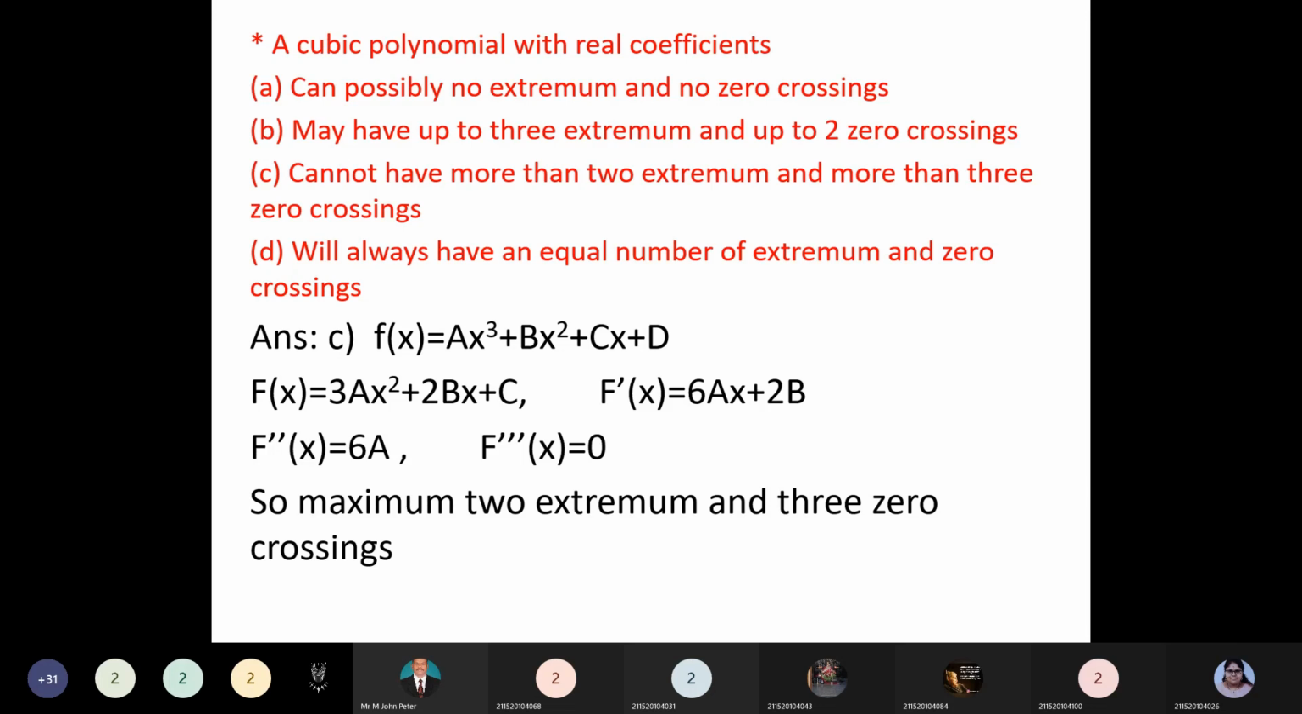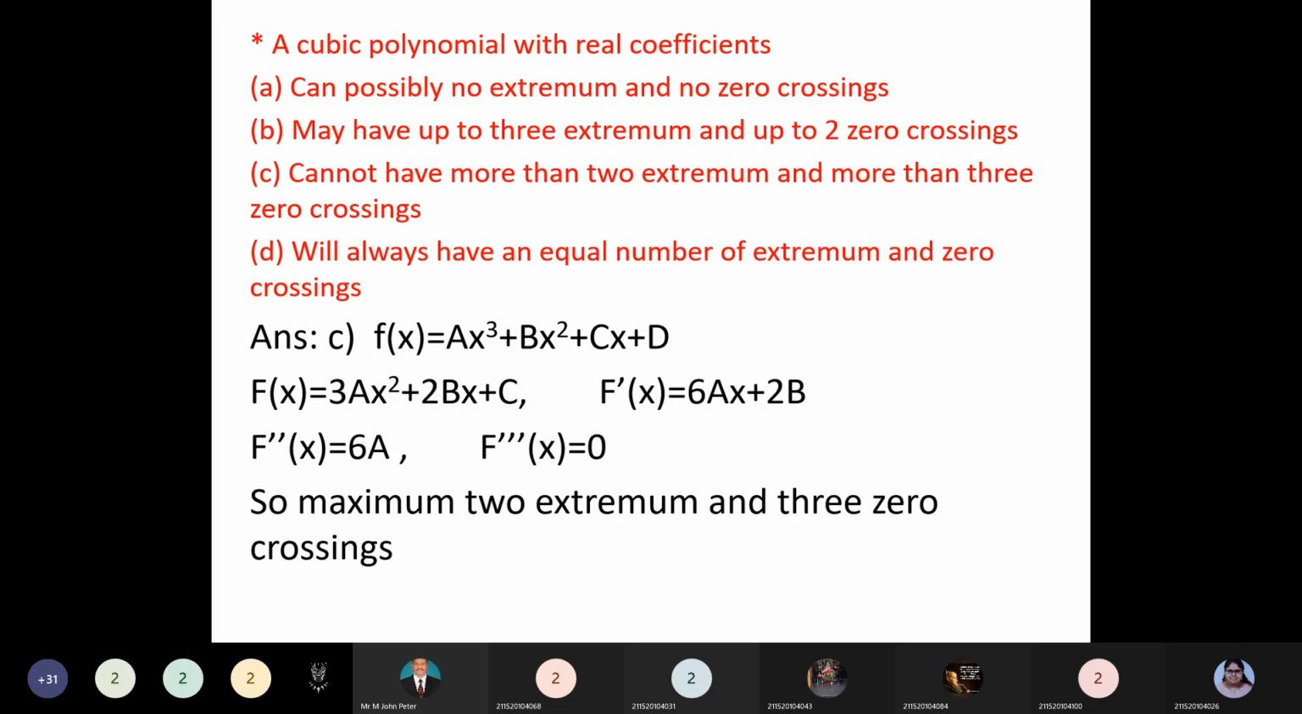So the second derivative is 6ax plus 2b, from differentiating 3ax square. Once again when you differentiate, you will get 6a. Next, differentiating once again, you will get the value 0. So that means how many derivatives? Two extremum, because the first derivative is x square. So that is 2 extremum. At which derivative does it take 0? Based on that, we can conclude.